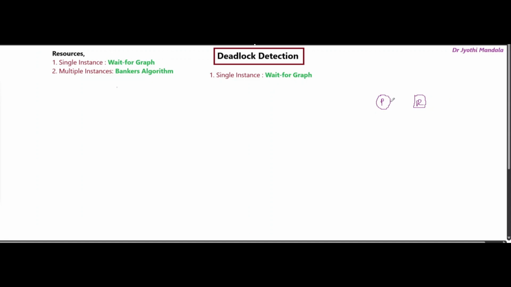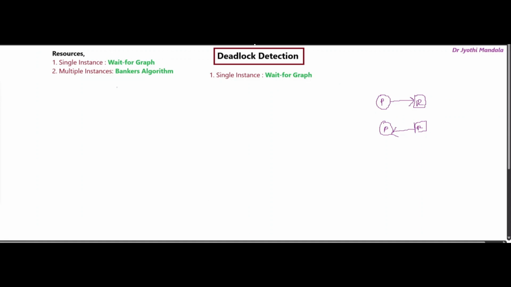We have done this one. If there is an arrow from P to R, then P is requesting R. If there is an arrow from R to P, that means resource R is under the control of this process. This edge is called the request edge, and this edge is called the allocation edge, or assigned edge. Having this in mind, depending upon the requests and allocations, we first need to consider a resource allocation graph. By using that resource allocation graph, we are going to draw this wait-for graph.